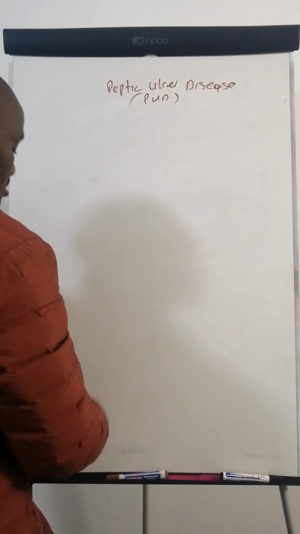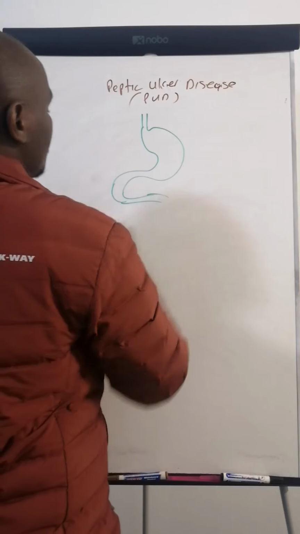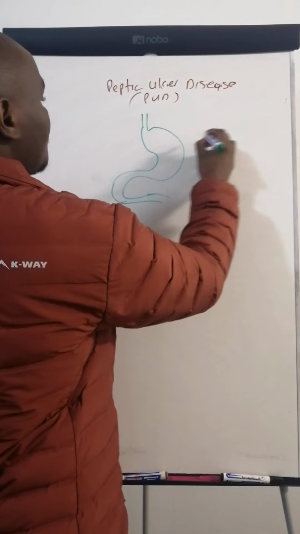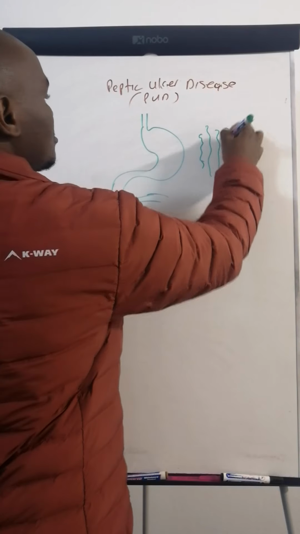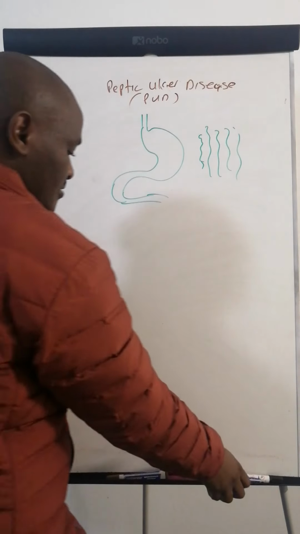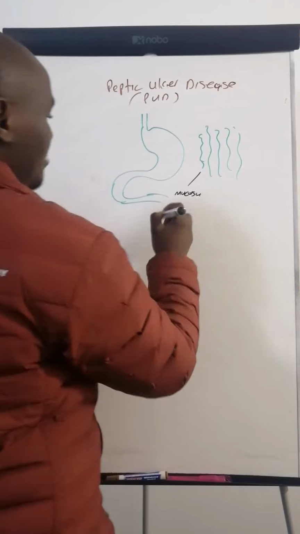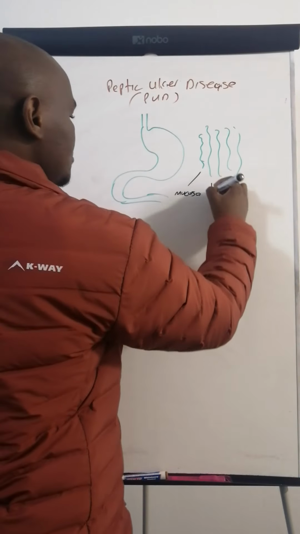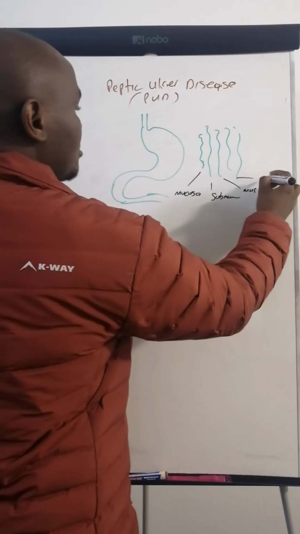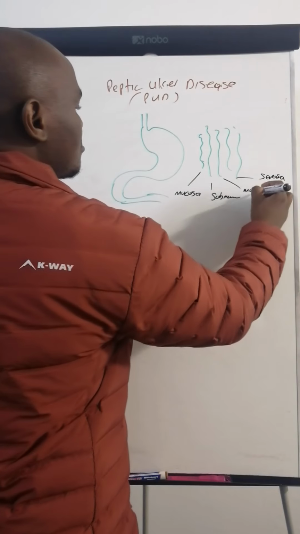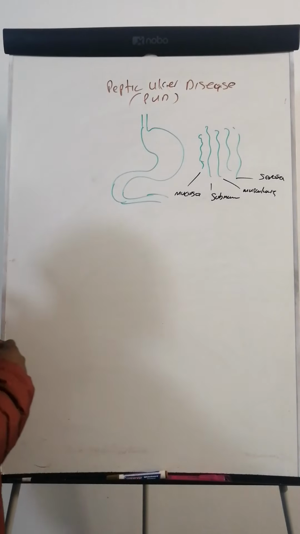So remember, we have a stomach like that. In the stomach we have about 4 layers. The layers that make up the wall of our GI: the first one is the mucosa, made up by the epithelial cells, and the submucosa. Then the muscularis, and the serosa. So these are the layers that make up the stomach, or the GI wall.